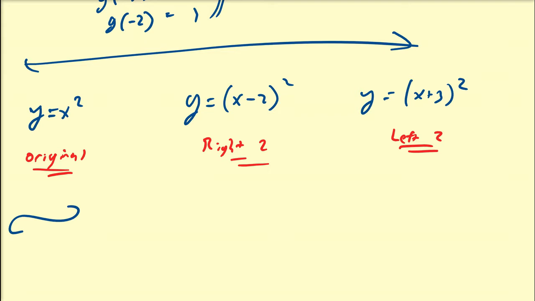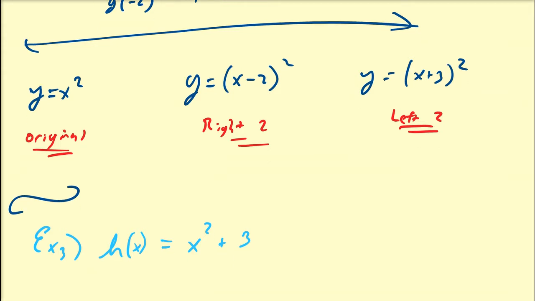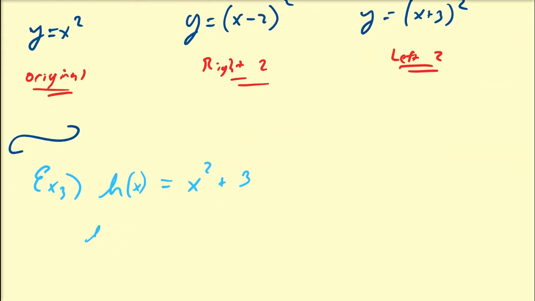Alright, so let's consider another example. Let's call this new function h of x, and let this be equal to x squared plus 3. So I'm going to plug in 3 points. I'm going to plug in h of -1, h of 0, and h of 1.